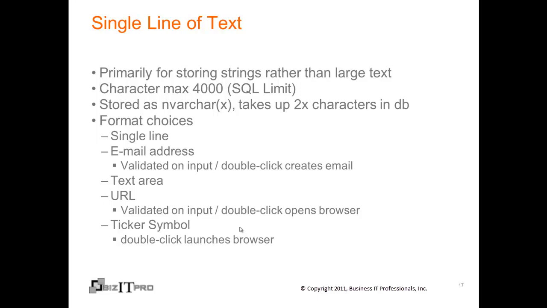As far as the formatting choices or subtypes of the single line of text, you can have the default, which is just the single line. You can specify it to be an email address, which means it will be validated on input. And when you double-click the email address on a form, it'll actually open an email form using your default email client. You can have a text area, which would be for more of a multi-line text type of usage. You can have a URL, which is validated on input, but basically the validation is not all that specific, and a double click opens the browser and sends you off to this URL.